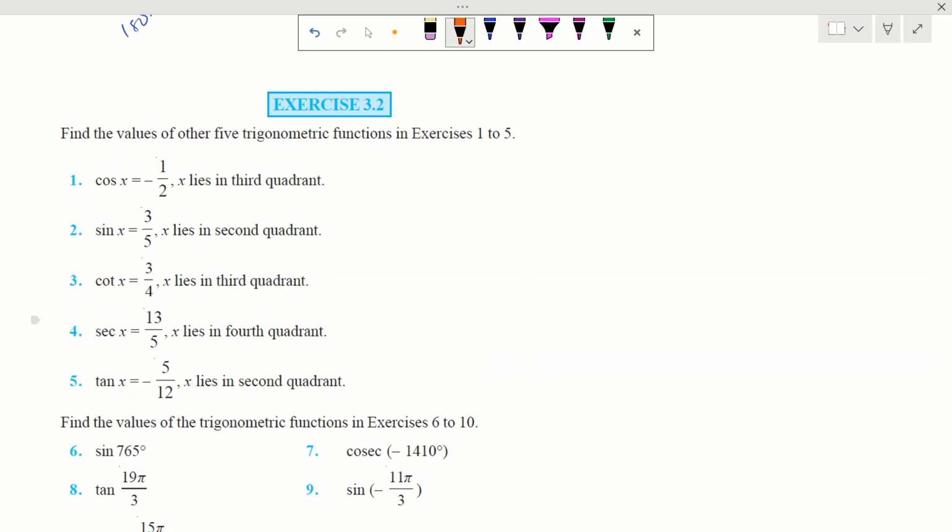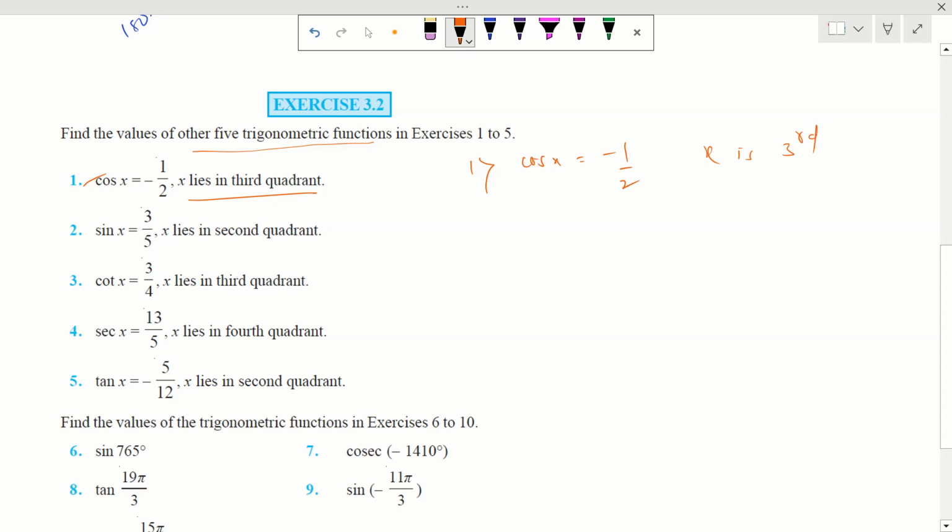Here, find the other five trigonometric functions in exercises 1 to 5. So one value is given, and we need to find the other five trigonometric functions. In the first one, cos x is given. Cos x is equal to minus 1 by 2, and the statement is that x is in the third quadrant.